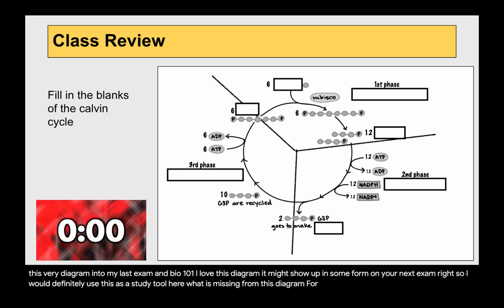Phase 3 is using the G3P that we made in phase 2. It's using another ATP. I'm gonna give you a little bit more time here. To then transfer and combine the G3P molecules. So it takes one carbon out and sticks it together. And then there's a byproduct.